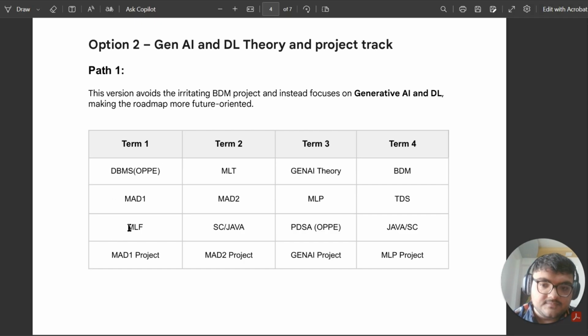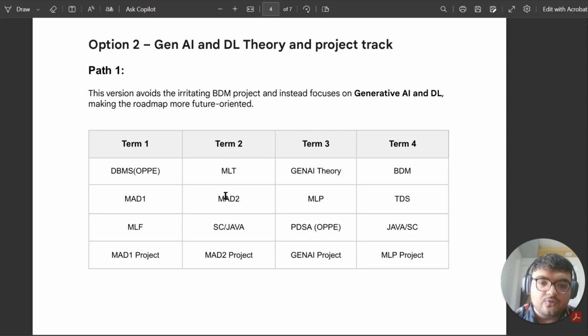And MLF is there. Okay, then term 2: MLT, MAT2, system commands or Java, MAT2 project. Okay, so this term is really heavy. As BDM project is not there, but you will have MLP project and Gen AI project in the future, two terms, right? So you will have to take MAT2 project together here.